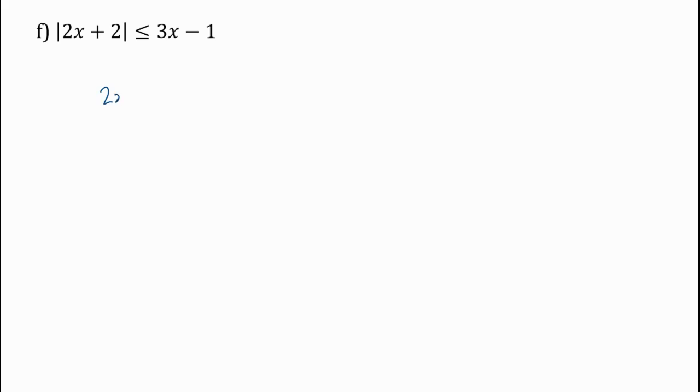So we split it up into two cases. When 2x plus 2 is less than or equal to 0, which is when 2x is less than or equal to negative 2 and x is less than or equal to negative 1. This is the case where the argument of the absolute value results in a negative. So we put a negative out in front.